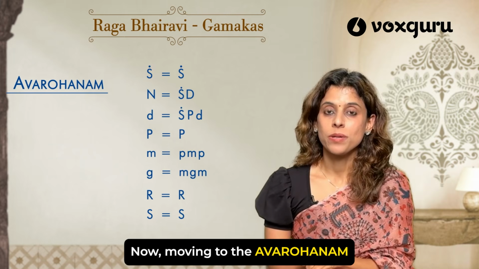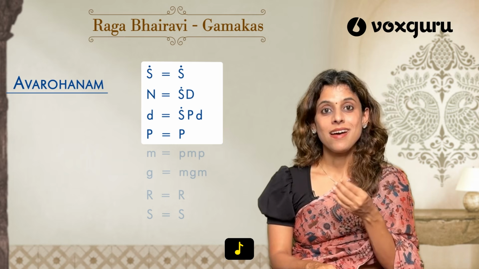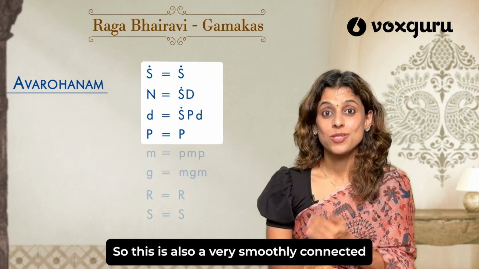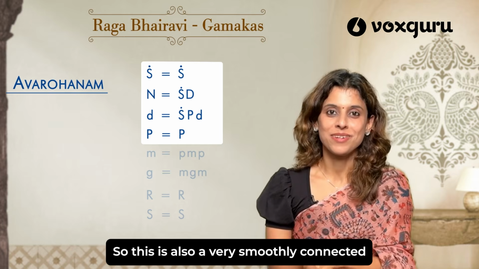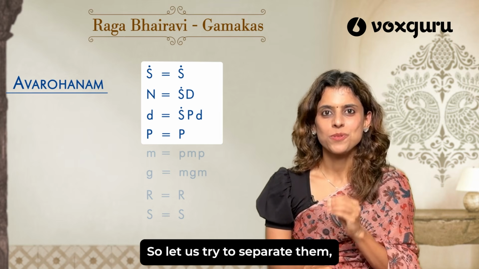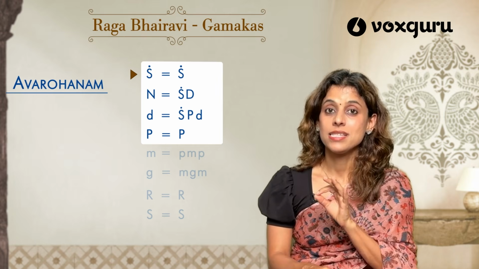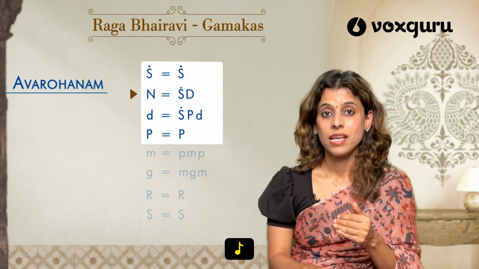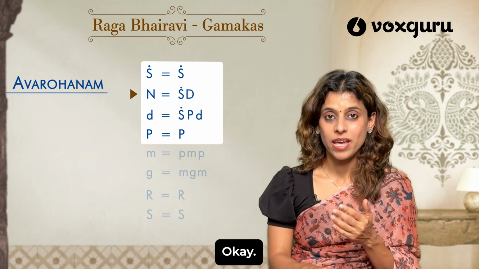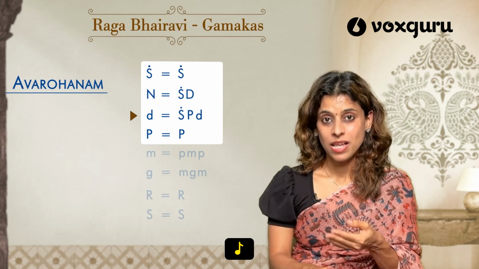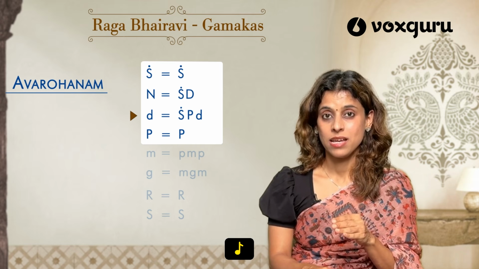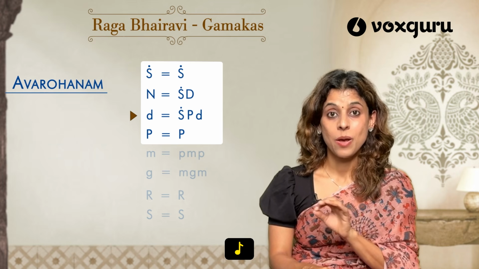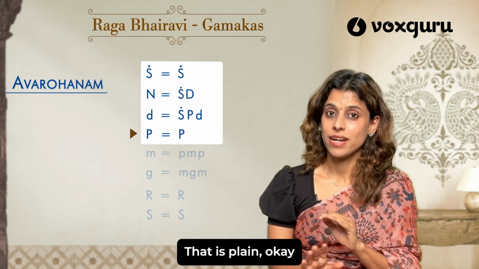Now moving to the Avarohanam. The first half is Sa ni da pa. This is also a very smoothly connected Gamakam, right? So let us try to separate them. Sa is plain, Sa. Then Ni, Sada, Ni, Da, Sapada, Da, Pa. That is plain.